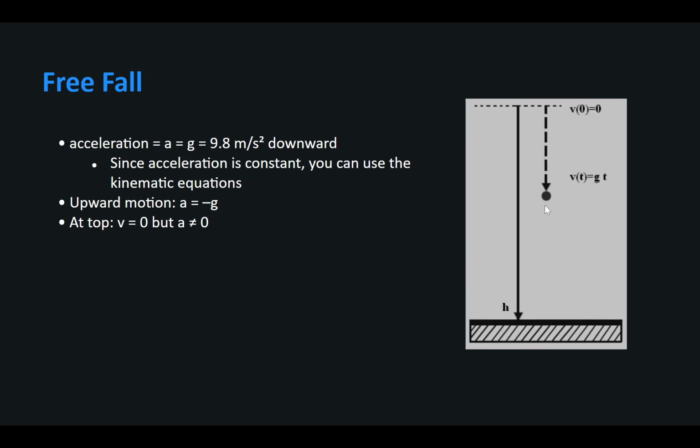And during upward motion, the acceleration is equal to negative g, which is something to keep in mind. And this information right here at the top, the velocity is equal to 0, but the acceleration does not equal 0. The acceleration is still gravity, which is constant throughout the whole time. It's something that is very, very important for calculating the time or displacement of an object during free fall.